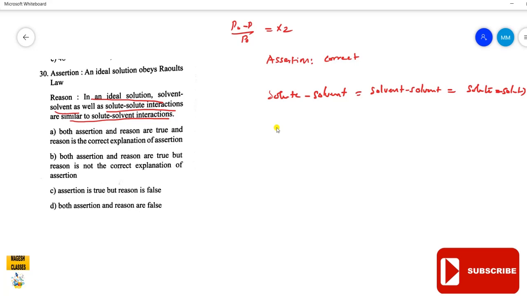In a non-ideal solution, the solvent-solute interaction is either greater or less than that of the solvent-solvent or the solute-solute interaction, so that it deviates from the ideal behavior. So the reason is correct. So both assertion and reason are true, and the reason is the correct explanation of the assertion.